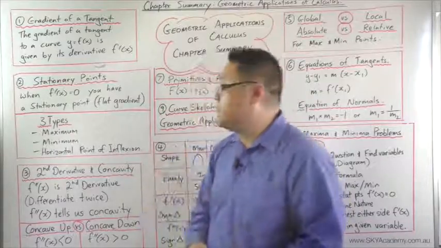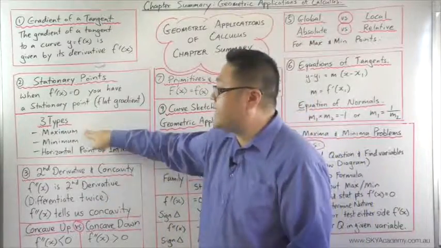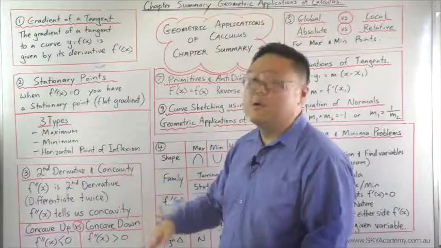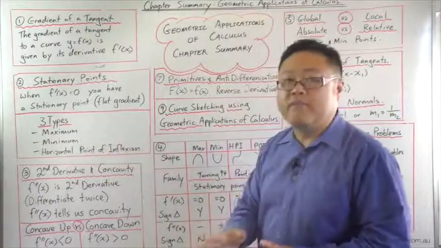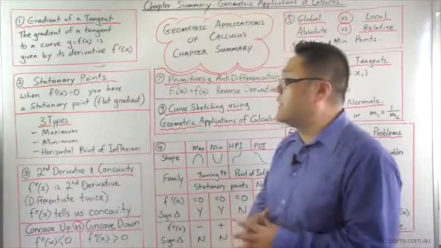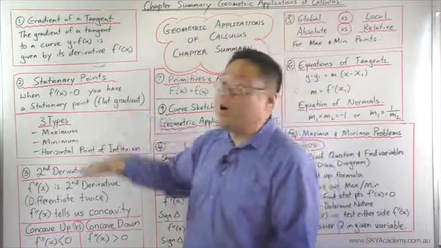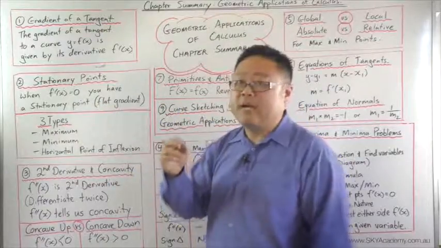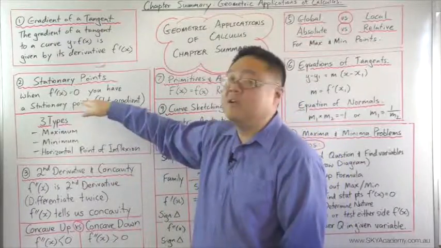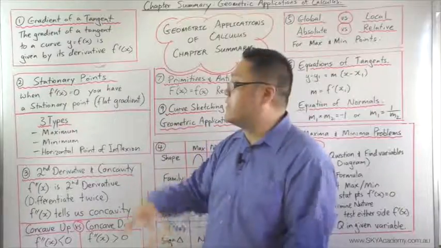And there's 3 types of stationary points. There's maxima, minima, and horizontal points of inflection, which I'll go through later. All right. So basically, what we went through in that particular episode was we looked at how to determine or work out the stationary points.